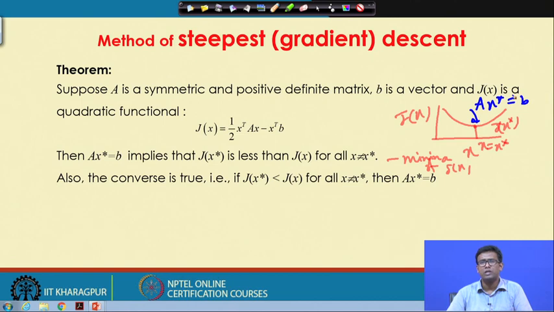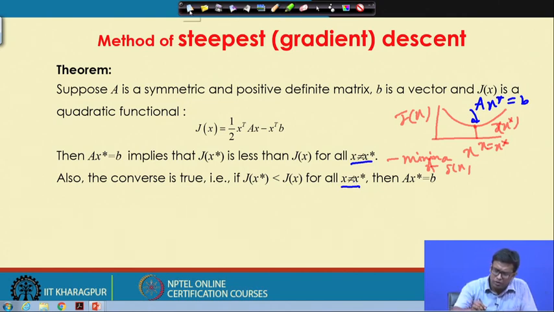The converse is true. That means, if we find out a minima of J(x), that is J(x star) is less than J(x) for all x which is not equal to x star, so for one particular x star I get a value of J(x star) which is minima, then at that x star, A x star is equal to b. When we write for all x not equal to x star, that says that there is one particular x star for which this is solvable. So, this equation system obviously has a unique solution.